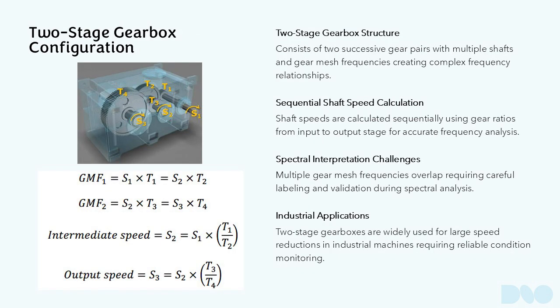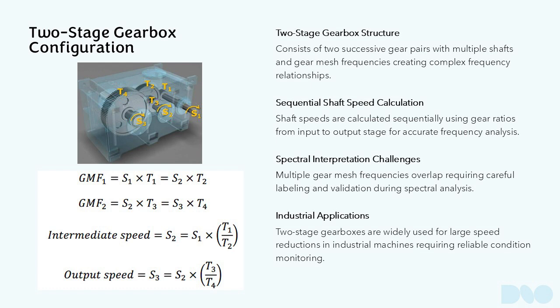This image shows a multi-stage gearbox layout, illustrating how power flows through successive gear meshes. A two-stage gearbox contains two successive gear pairs, resulting in multiple shafts, multiple gear mesh frequencies, and more complex forcing frequency relationships. The output of the first stage becomes the input to the second stage, and each stage has its own gear ratio, shaft speeds, and GMF. To analyze a two-stage gearbox, engineers must calculate shaft speed sequentially, starting from the input shaft and applying each gear ratio in turn.